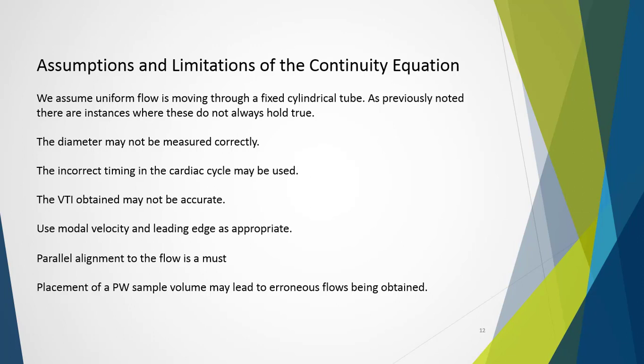The incorrect timing of the cardiac cycle may also be used. One of the above assumptions is that the cross-sectional area is fixed. However, this may change throughout the cardiac cycle, in particular in diastole. The correct timing is mid-systole for the semilunar valves and early diastole for the atrioventricular valves.